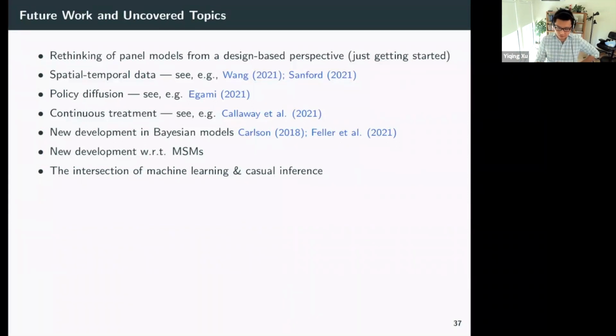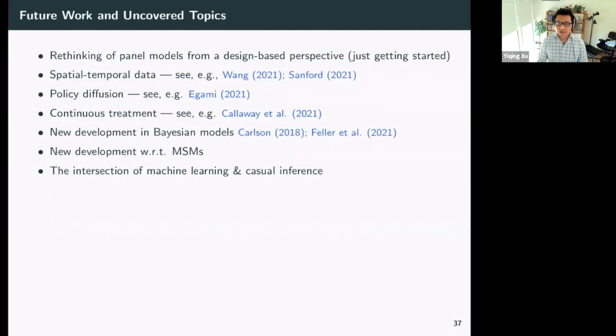Very few studies are tackling continuous treatment. I didn't even mention continuous treatment in these 3 workshops because it's complicated. But people still have demand for using continuous treatment in panel data analysis, so there's also some research opportunity there.